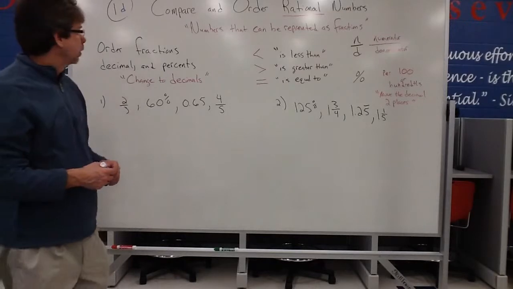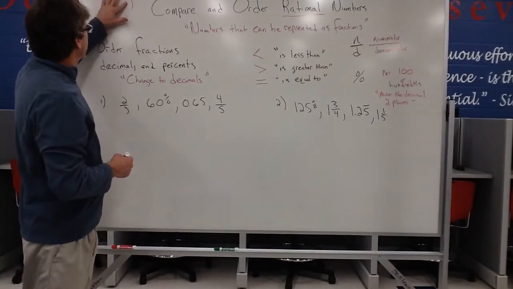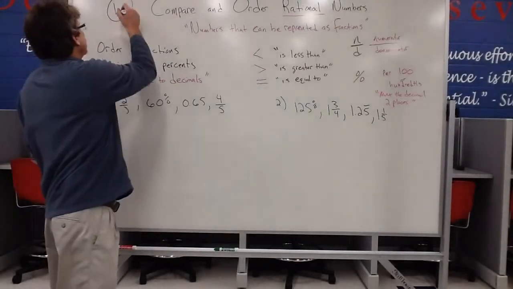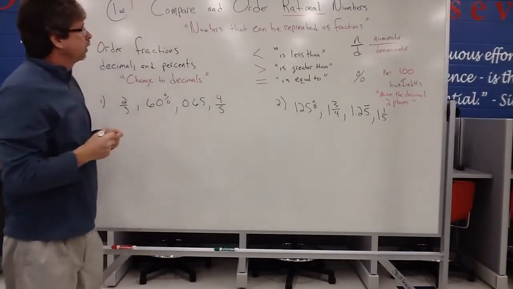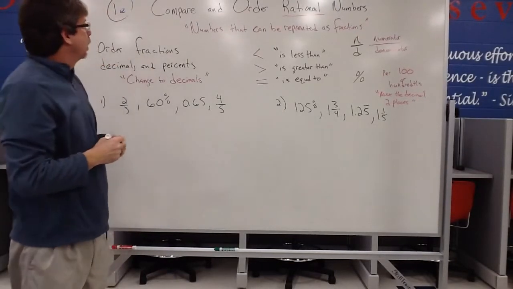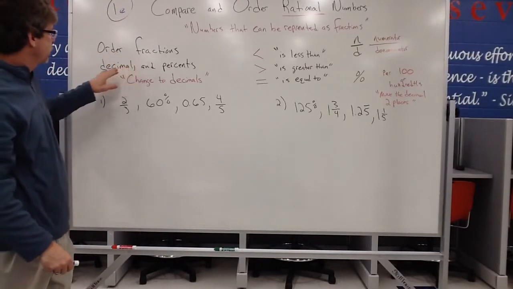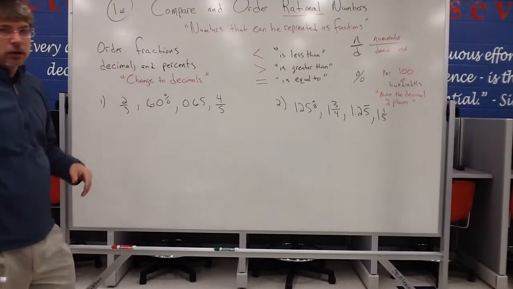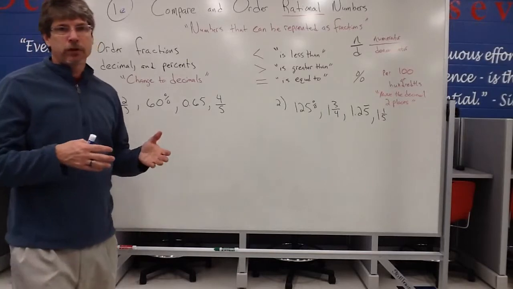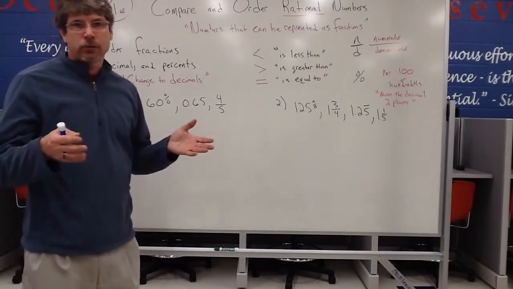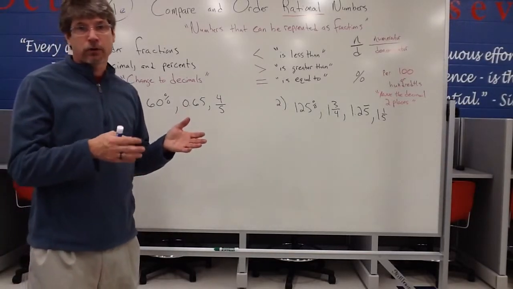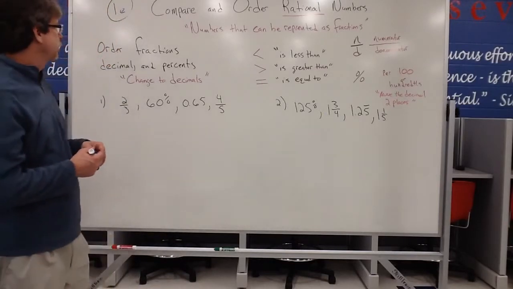So welcome back. I believe this is our last lesson on this. This is our fifth lesson. Again, we're going to compare, and this time we're going to order fractions, decimals, and percents. And again, we're going to order them, most times, from least to greatest, but read the directions, it may be largest to smallest or greatest to least.